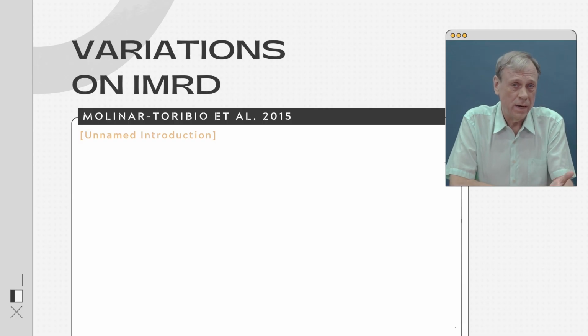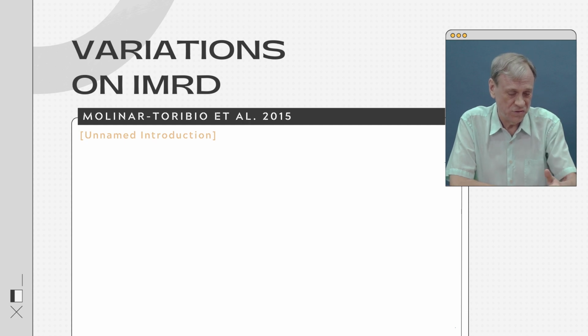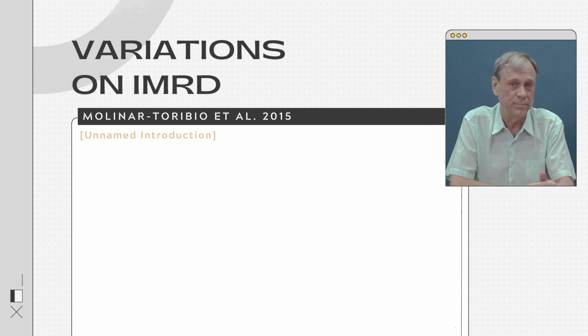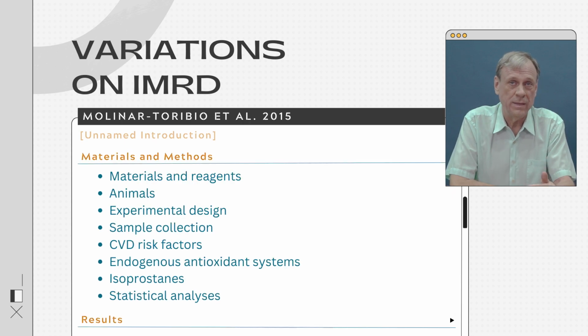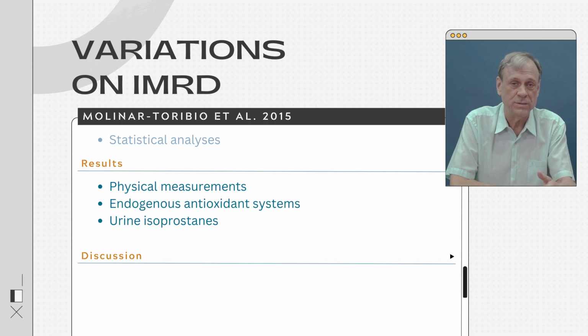So in this case, the introduction doesn't have a name. It just starts right after the title without a section name. And that is common in some journals. And then it has materials and methods. And again, many different subsections for all the different materials and methods that they're going to use. And then the results match those materials and methods. You have the physical measurements, the antioxidant systems, and the isoprostanes, all of which are mentioned specifically in the materials and methods, and then a general discussion at the end.